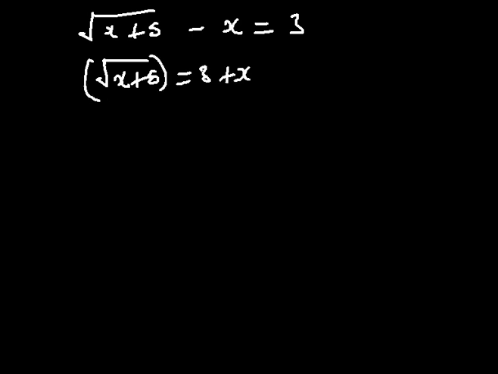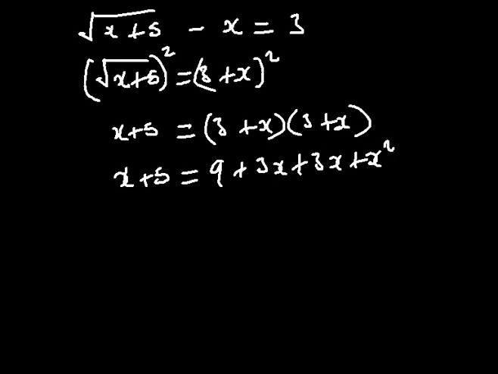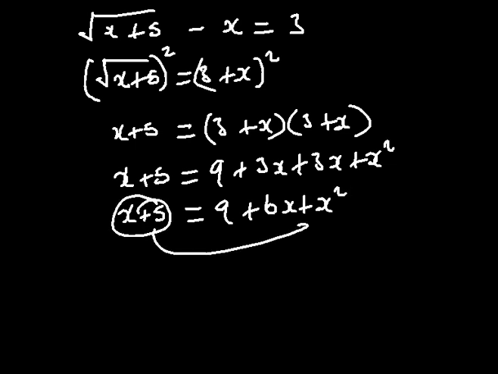Then we eliminate the radical at that point. So we have x plus 5, which is equal to 3 plus x, times another 3 plus x. We expand there: we have 9 plus 3x plus 3x, and then plus x squared. So x plus 5 is equal to 9 plus 6x plus x squared. We can transfer all these to this side.